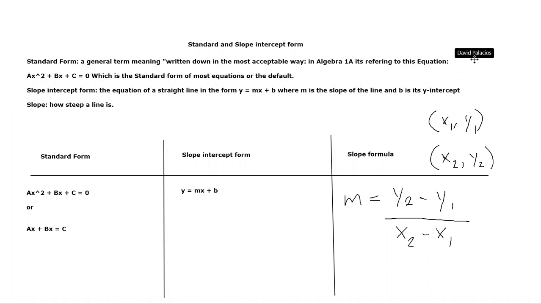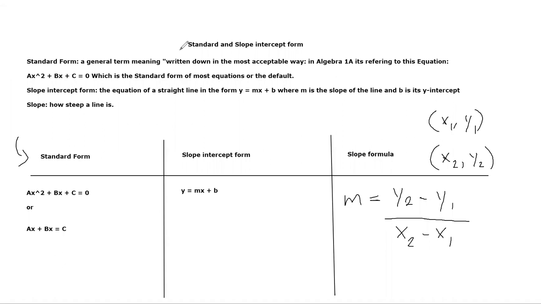Now, standard form is a general term meaning written down in the most acceptable way. In Algebra 1, I'm specifically referring to this equation, ax squared plus bx plus c is equal to 0, which is standard form for most equations by default. Now, that's a standard textbook definition. However, if you look down here, I have the examples of the three different formulas that you're going to be using for this lesson.